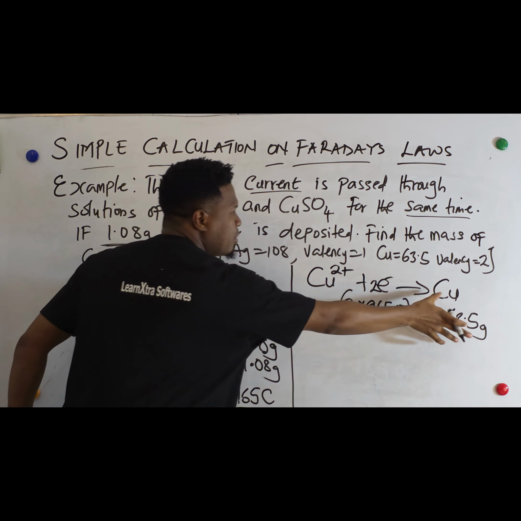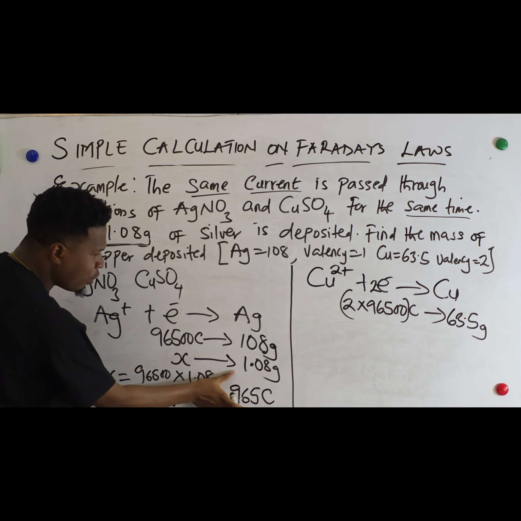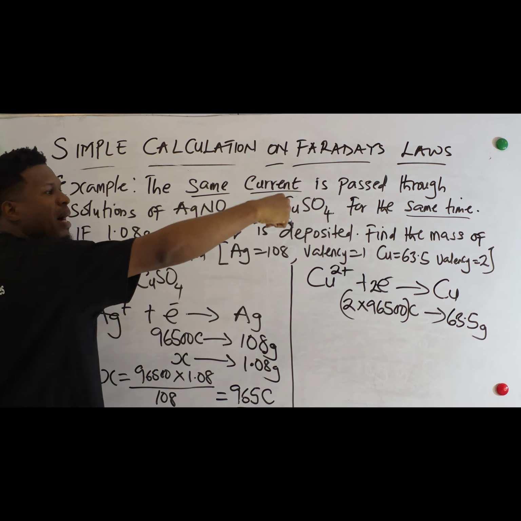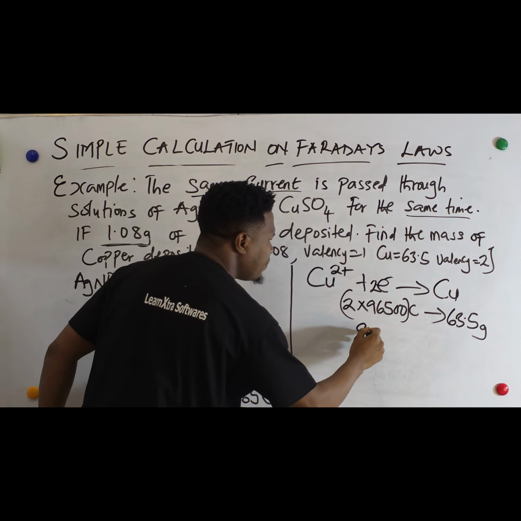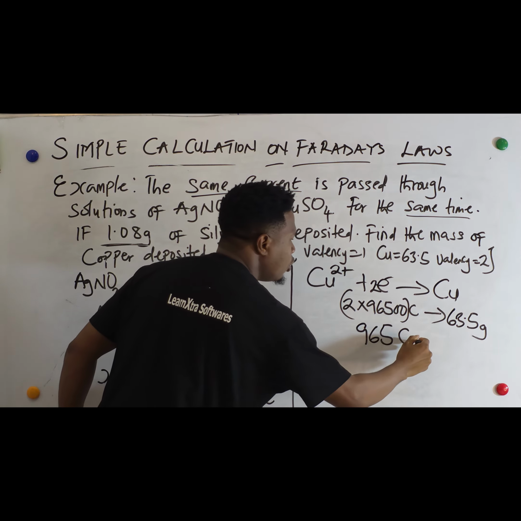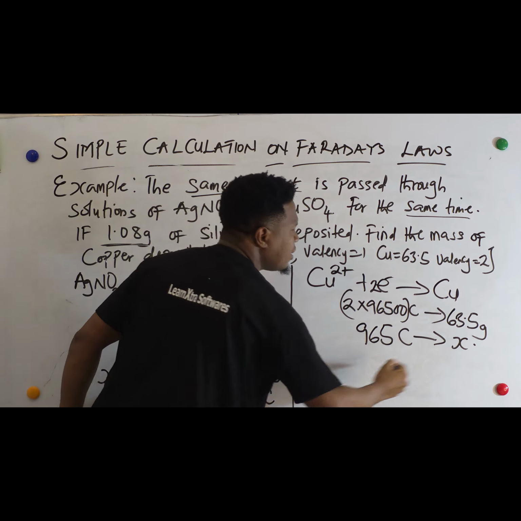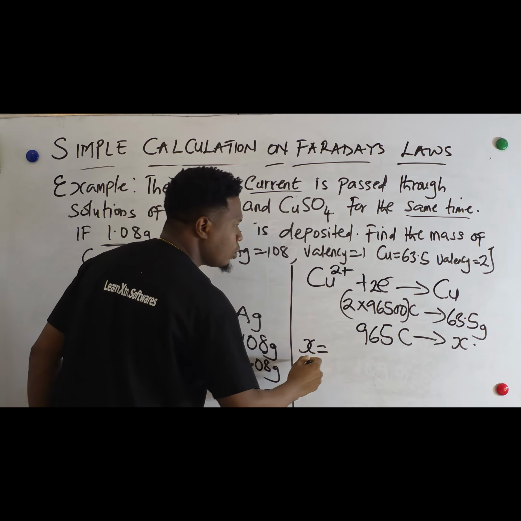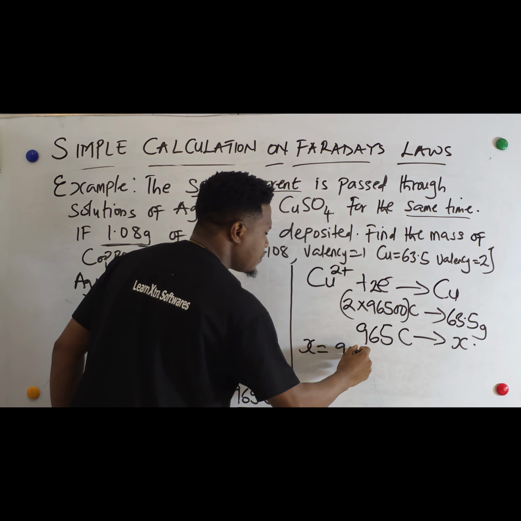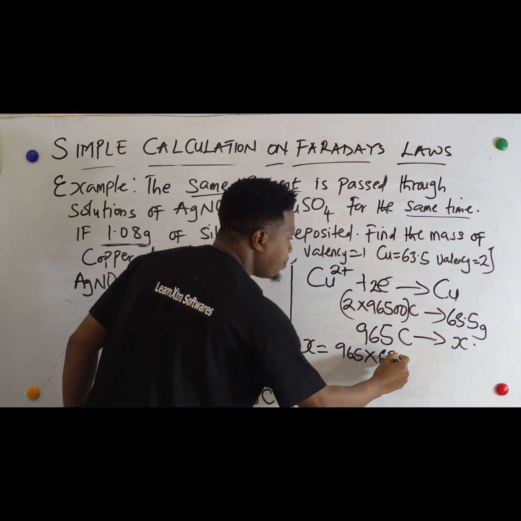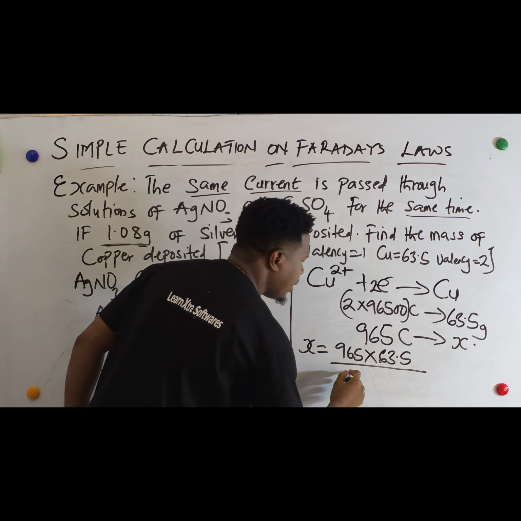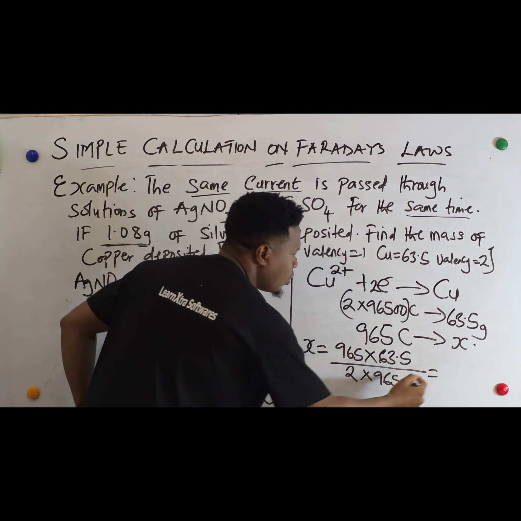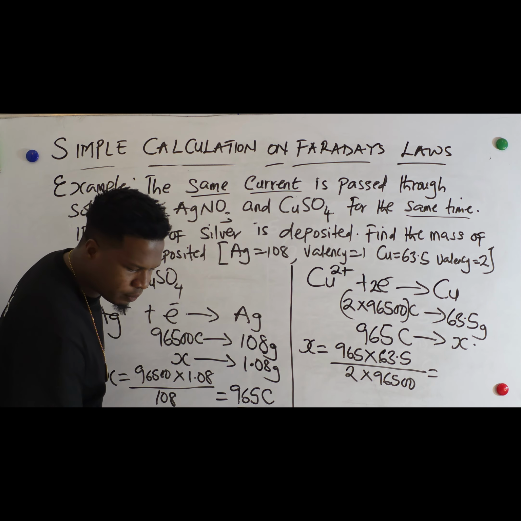So if this can deposit this, then this same quantity of current that is passed through these 2 solutions will deposit a given mass in this guy, which is 965 coulombs. We deposit X, an unknown. So to get this unknown, X will be equal to 965 times 63.5 all over 2 times 96,500.